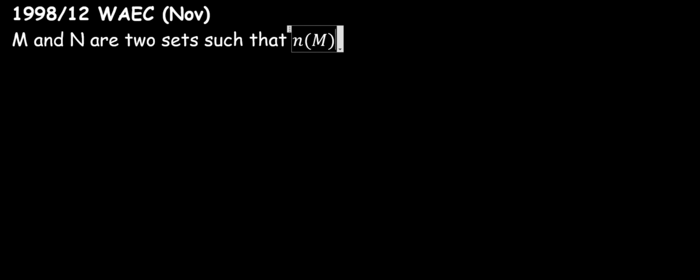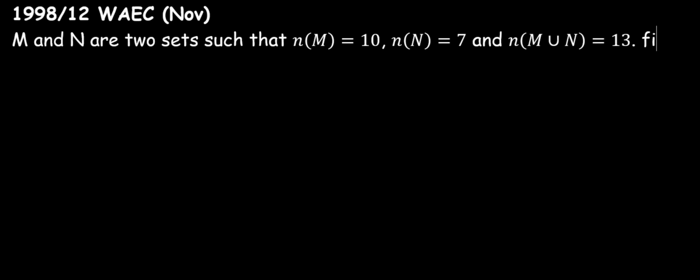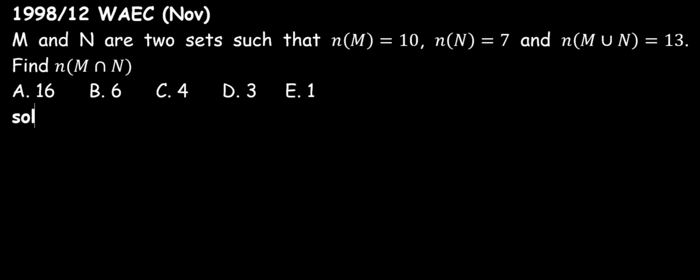Example. M and N are two sets such that the number of elements of M is equal to 10, the number of elements of N is equal to 7, and the number of elements of M union N is equal to 13. Find the number of elements of M intersection N. The options are given. Solution.